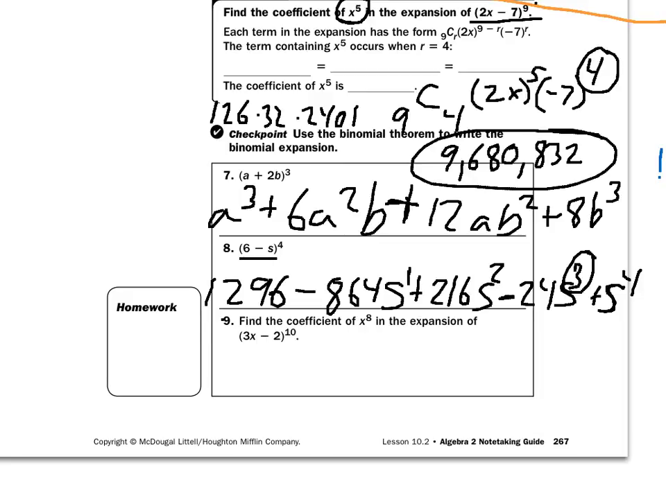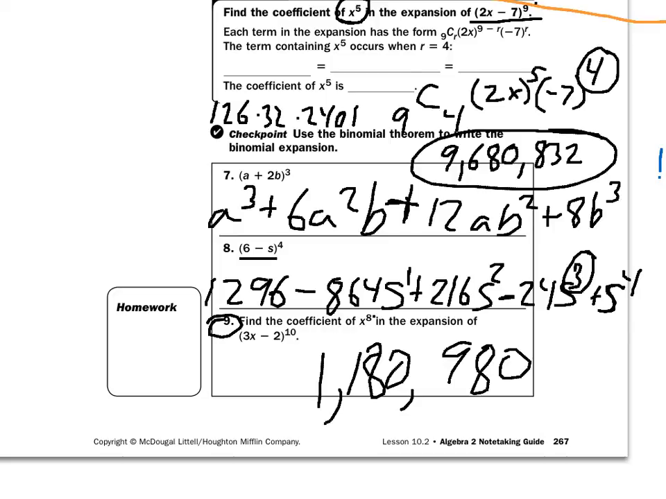And then number 9, this is the kind of question you're going to get on the test. 1,180,980. And I hope when you were looking for number 8 there, you started with 3x quantity. Quantity is important because that's going to be 3 to the 8th, negative 2 to the 2nd, and 10 choose 8. I hope you're able to do that.